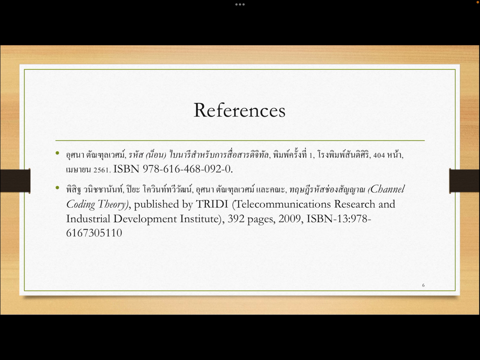So this is the end of this slide. For the next slide, we will talk about decoding methods. Thank you.